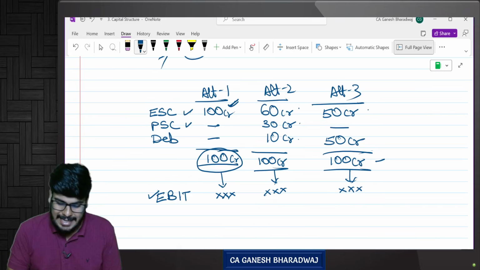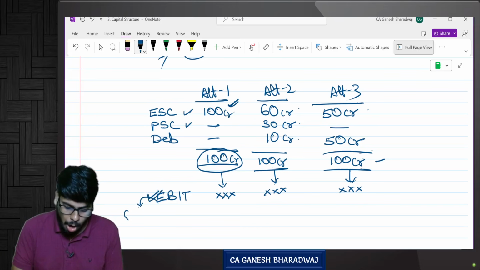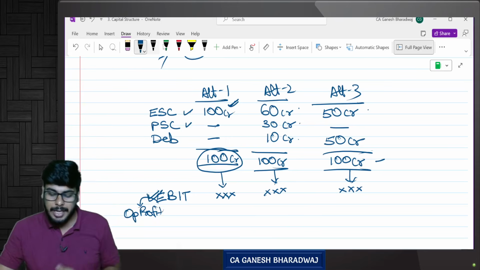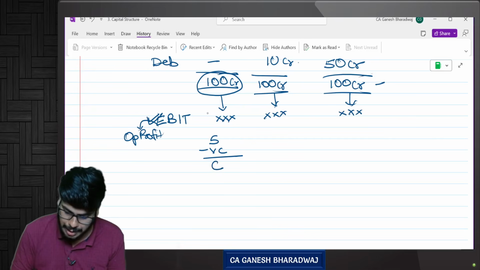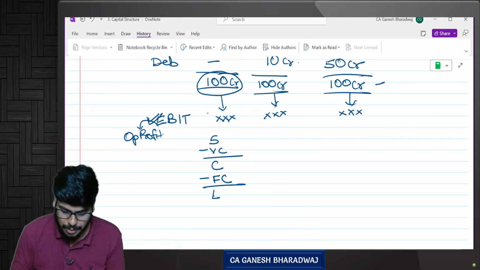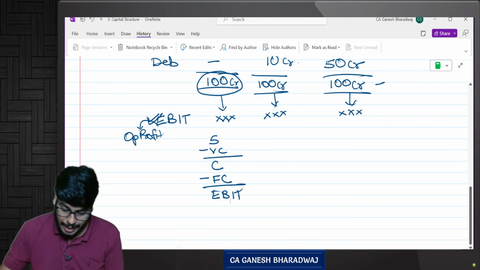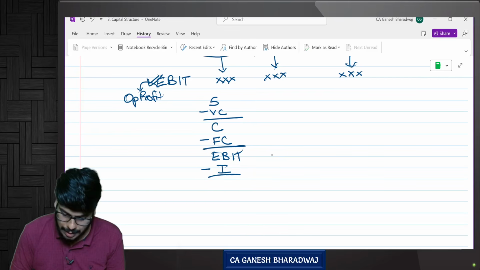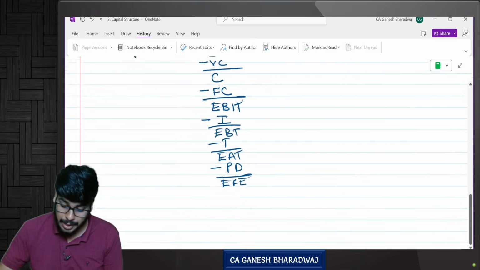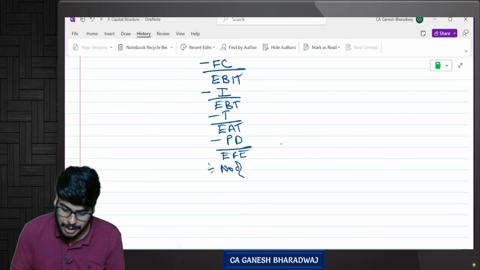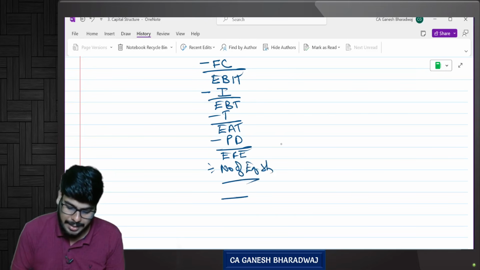Why? Because EBIT is nothing but operating profit. How did you arrive at EBIT? Recall our income statement. Sales minus variable cost gives you contribution, minus fixed operating cost gives you EBIT. From here, minus interest gives you EBT. Then minus tax gives you EAT. Minus preference dividend gives you earnings for equity, and divided by the number of equity shares, you get your EPS. Correct or not?